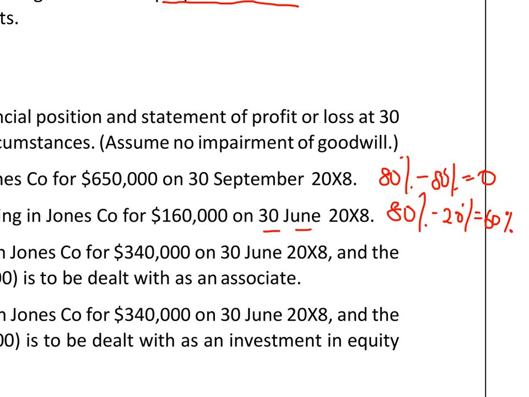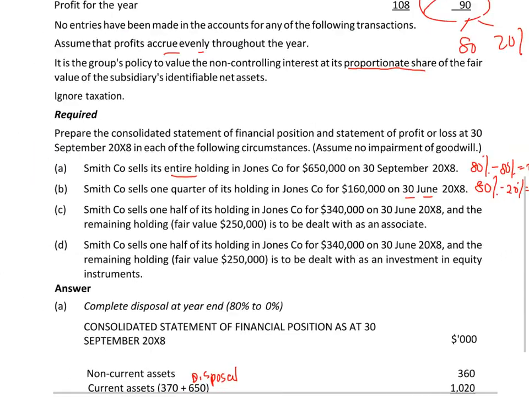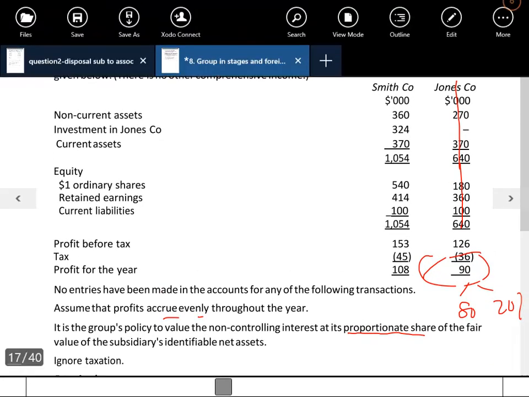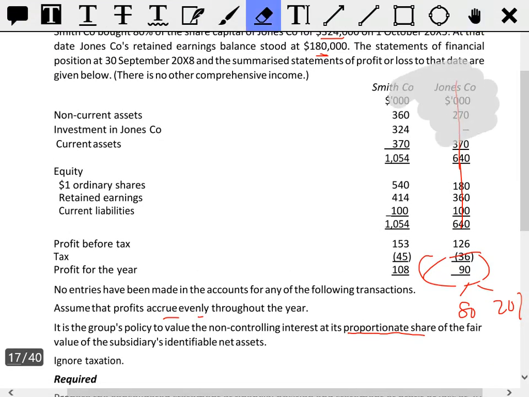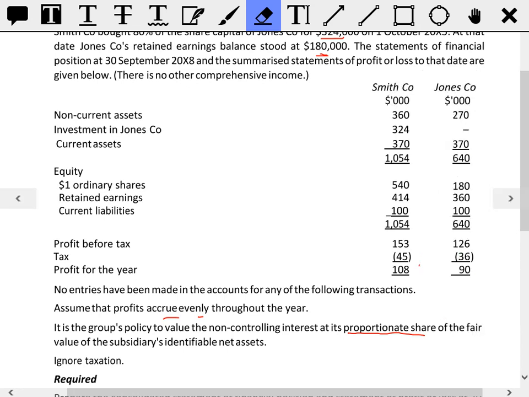So we have to find, on this date, what is the net asset? Then only we know the NCI increase. Is it better now? Hopefully. Let's erase this first, because it is from 80 to 60. Means at the end of the year, must I still consolidate? Yes. Do I have NCI? Yes.